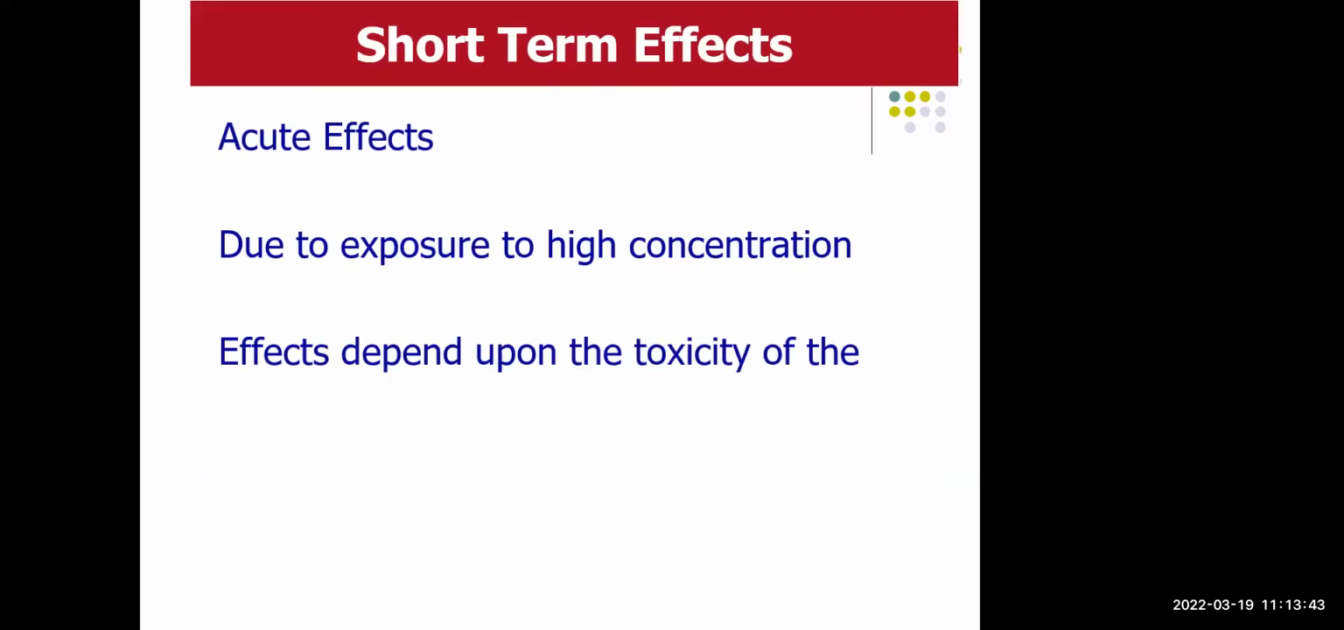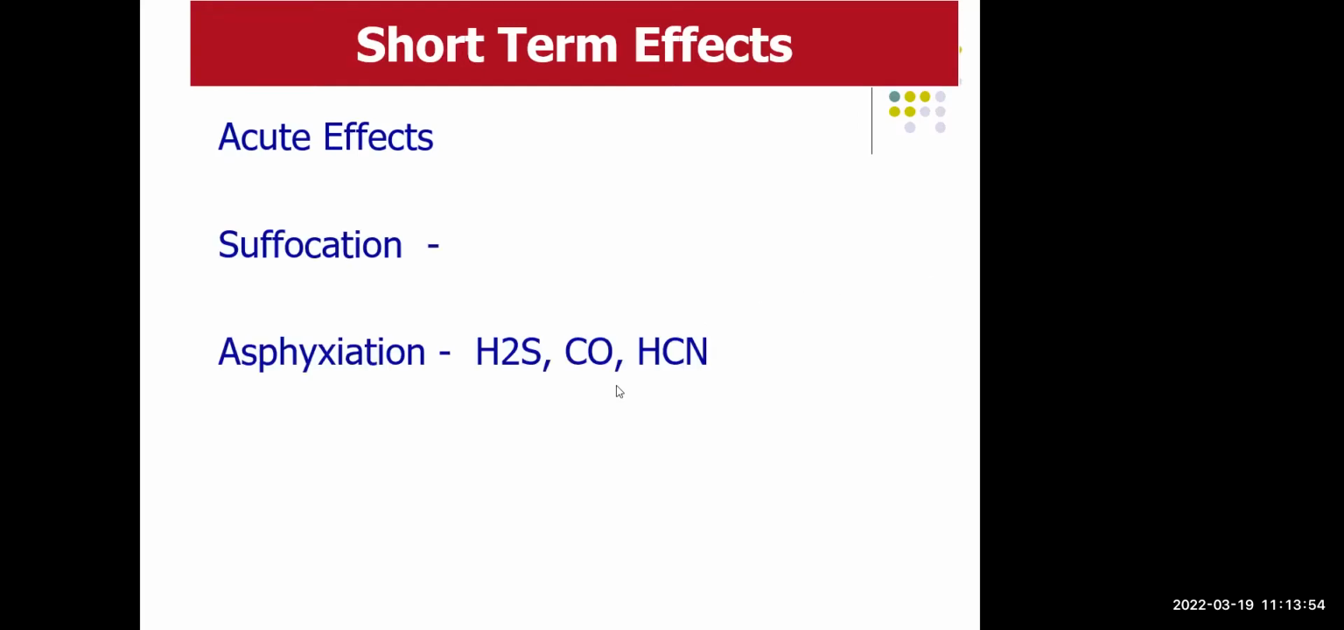What are these effects? There could be short-term effects due to exposure to high concentration. Effects depend on the toxicity of the chemicals. So, acute effects: if there is a very high concentration, it may lead to suffocation. Hydrogen sulfide, carbon monoxide, and HCN, that is hydrogen cyanide. These agents cause asphyxiation at a cellular level. That means they deprive the cells of oxygen because they interact with the chemicals there, and they don't allow the cells to utilize the oxygen. As you all know, our cells utilize sugar and oxygen, burn and produce calories. So it occurs at the cellular level.